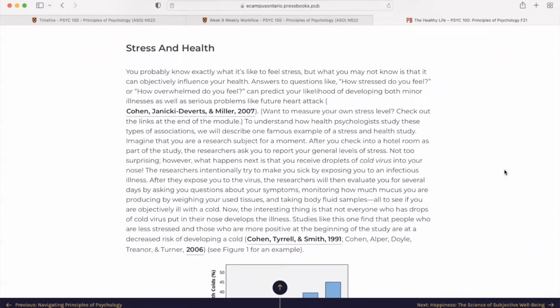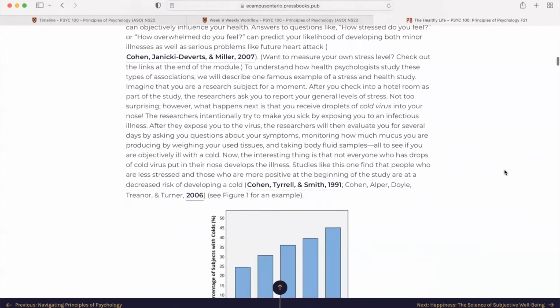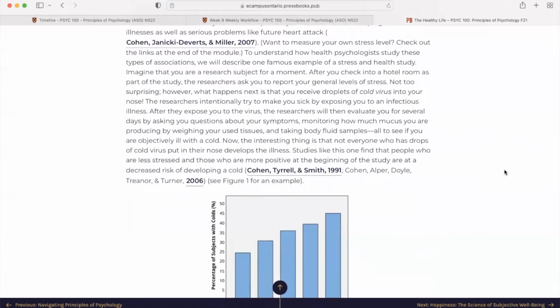To understand how health psychologists study these types of associations, we will describe one famous example of a stress and health study. Imagine that you are a research subject for a moment. After you check into a hotel room as part of the study, the researcher asks you to report your general levels of stress. Not too surprising, however, what happens next is that you receive droplets of cold virus into your nose. The researchers intentionally try to make you sick by exposing you to an infectious illness.